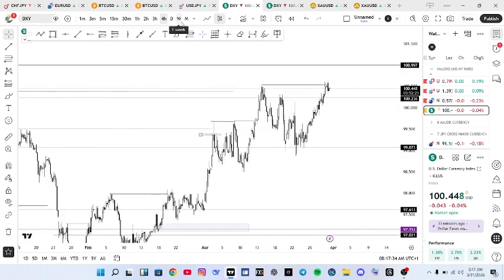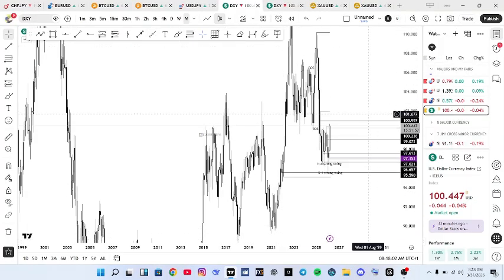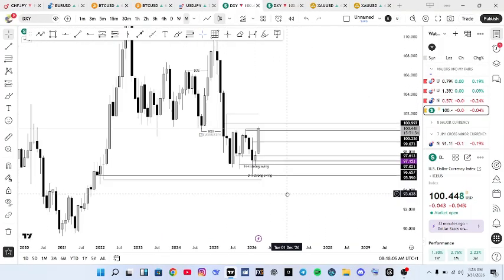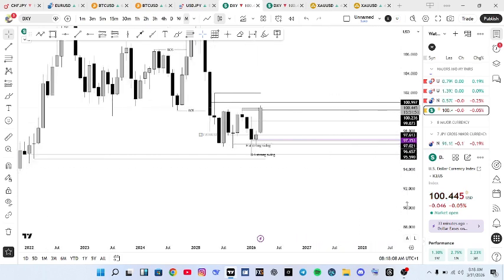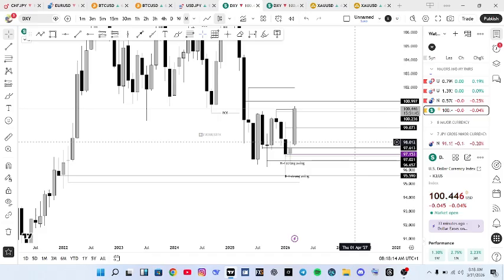So we should start with probably the monthly time frame. It's the end of the month now, so yeah, this is the monthly time frame. This is the monthly time frame.